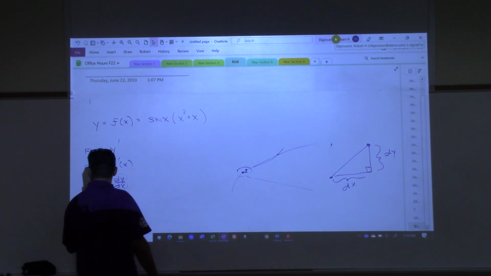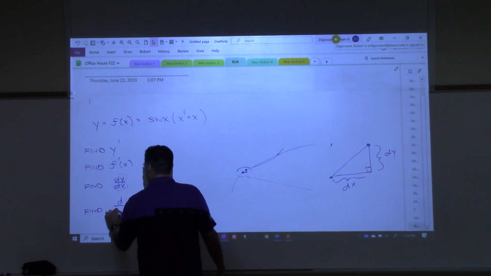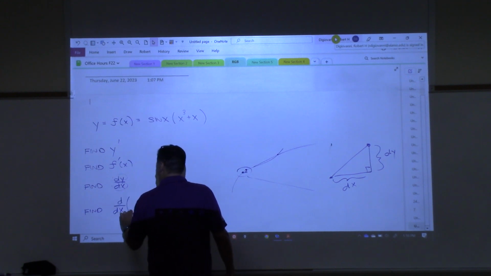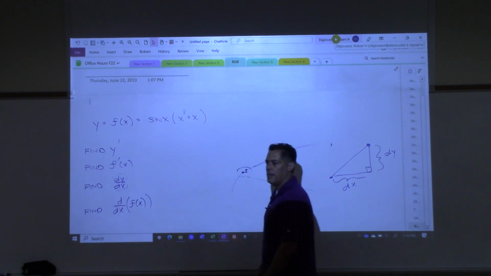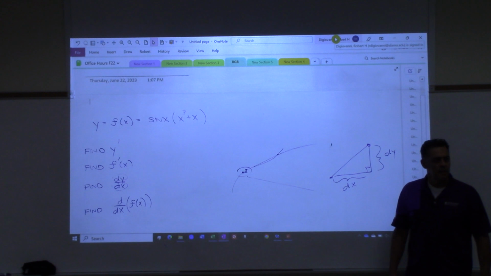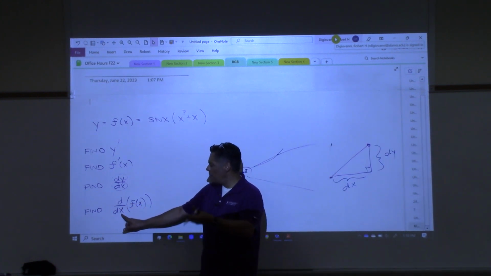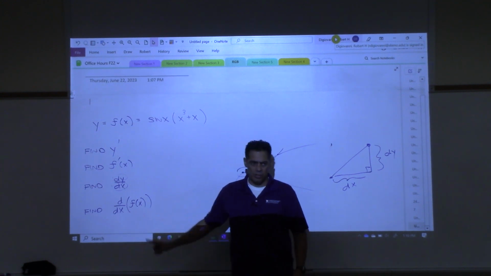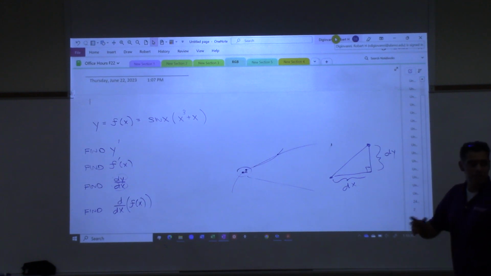I could write "find"; here's a different notation. We've seen it: d over dx, and then I could put here f of x. That would mean the same thing. That means find the derivative treating x like your independent variable. Find the derivative of what? Of the f function. So all those mean the same thing, right? I'm going to use different notation today.